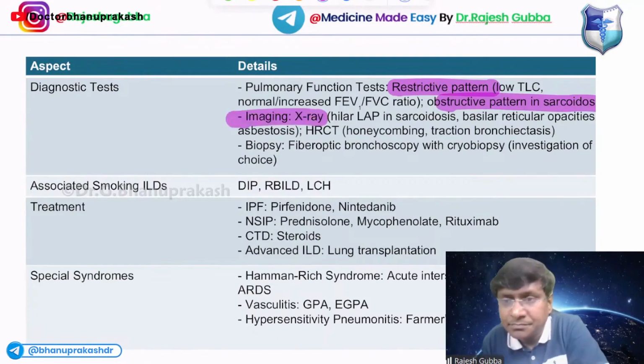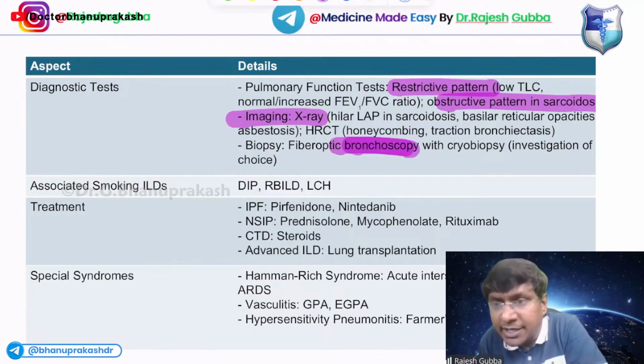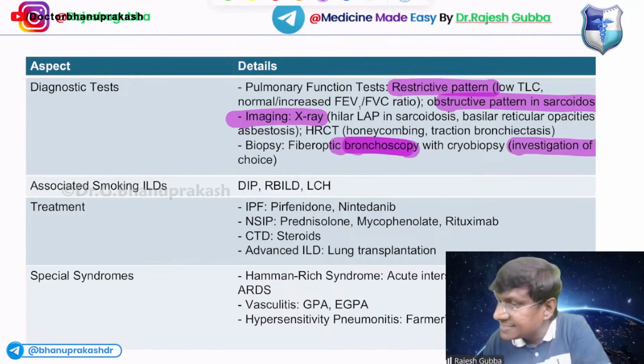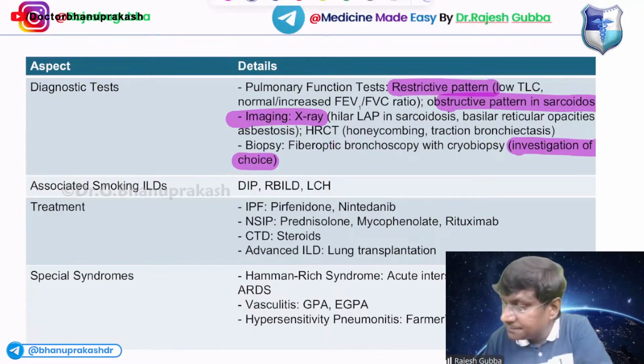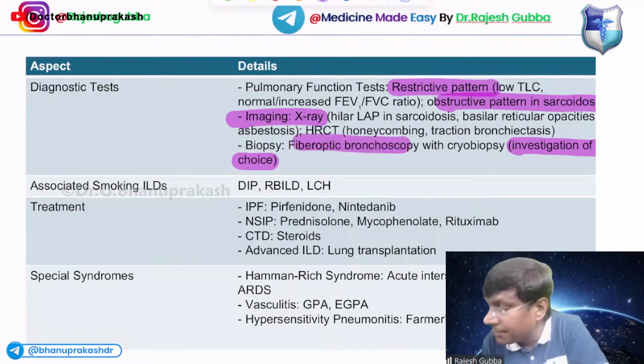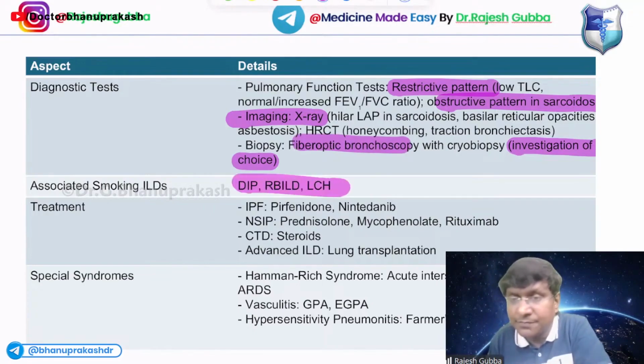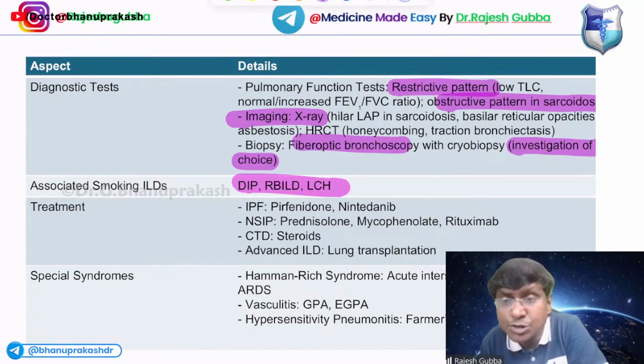So imaging has to be done, X-ray, HRCT. And fiber optic bronchoscopy with cryobiopsy is considered the investigation of choice. What is the investigation of choice? Fiber optic bronchoscopy with cryobiopsy, right? And what are the various types of interstitial lung disease associated with smoking? That is DIP, desquamative interstitial pneumonitis, then RBILD, then Langerhans histiocytosis.